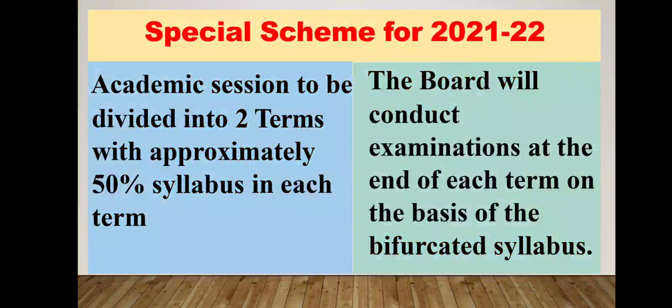The academic session of 2021-22 will be divided into two terms, that is term 1 and term 2, where the syllabus will also be divided into 50% first term and 50% second term. The board will conduct the examination at the end of each term, that is the first term examination and the second term examination. 50-50%, both the examinations will be conducted by the board.